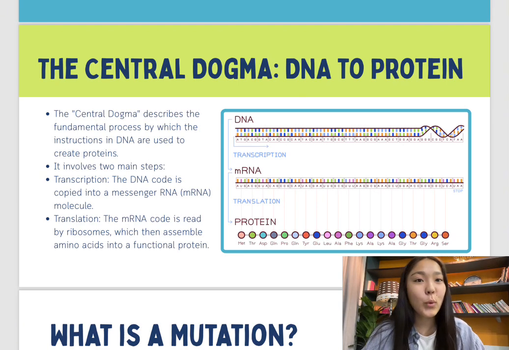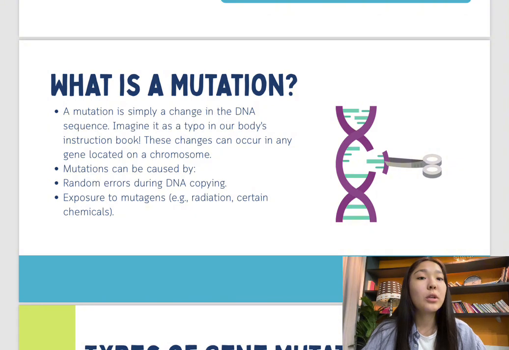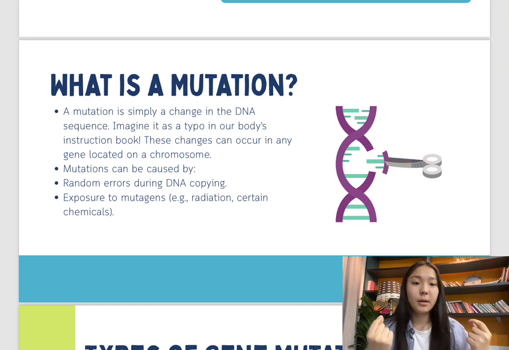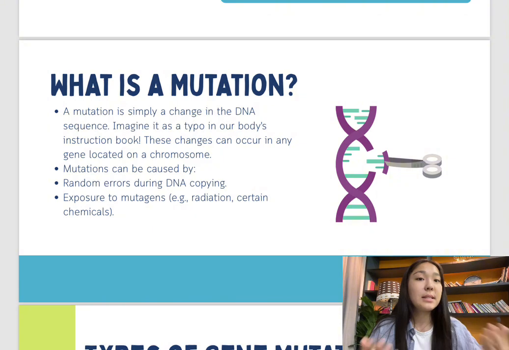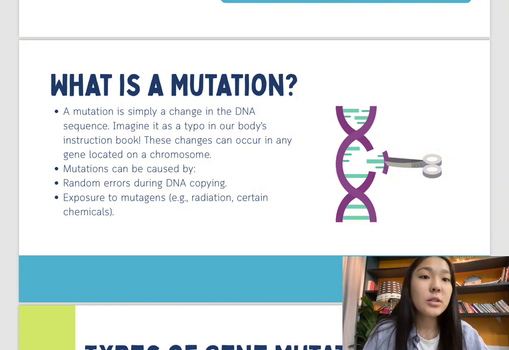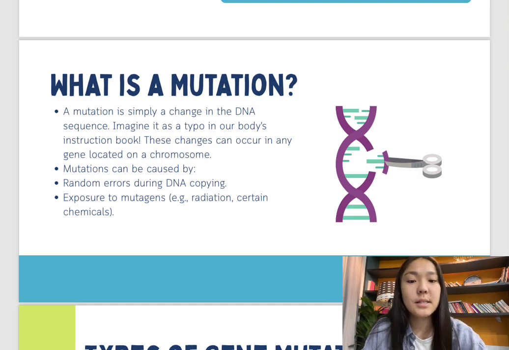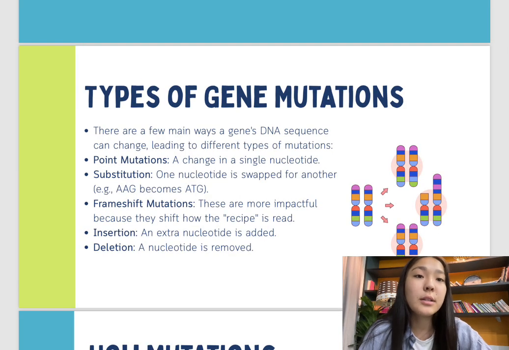So the main question of this lesson is, what is a mutation? A mutation is a change in the DNA sequence, a small change in our DNA fragment. Mutations can happen because of random mistakes during DNA copying or because of mutagens such as radiation or some chemicals.